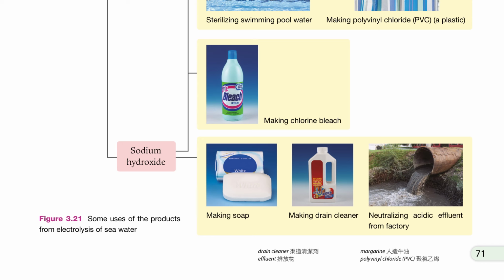It is because from the Form 2 syllabus, we have learned that sodium hydroxide is an alkaline solution which can dissolve fat and protein, which usually block the drain. And as sodium hydroxide is an alkaline solution, it can also be used to neutralize the acid released from the factory.